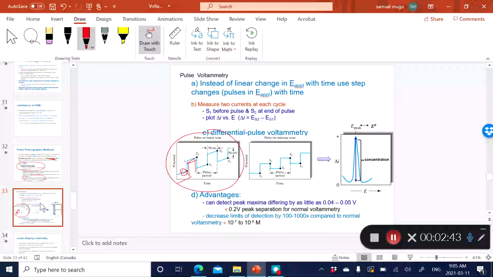Now take note of this, when you're doing the analytical detection, you detect the current at S1, all right? And remember, that is a point at which your charging current is actually fairly high, because you've just applied a potential, and the moment you apply a potential, almost right away, the migration takes place.